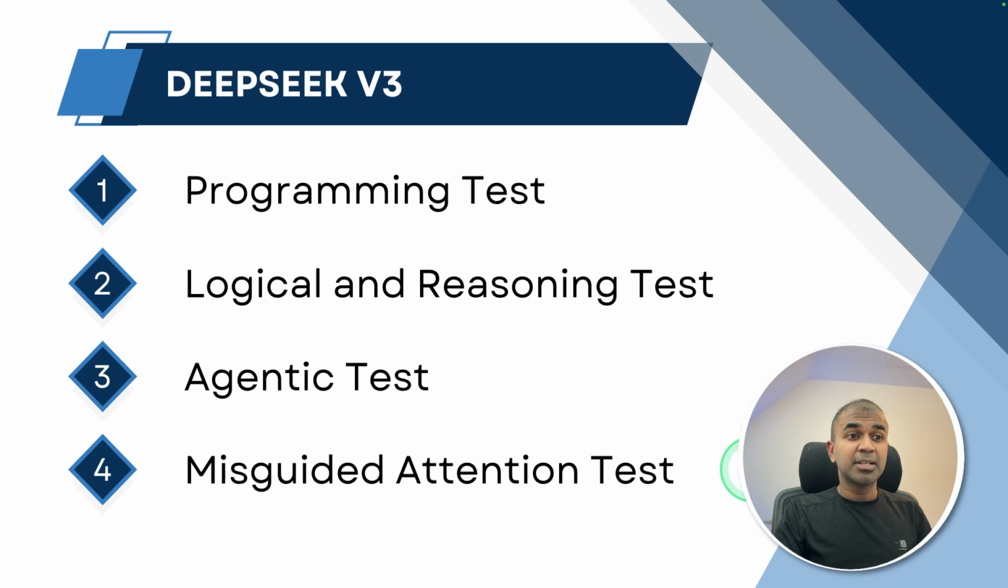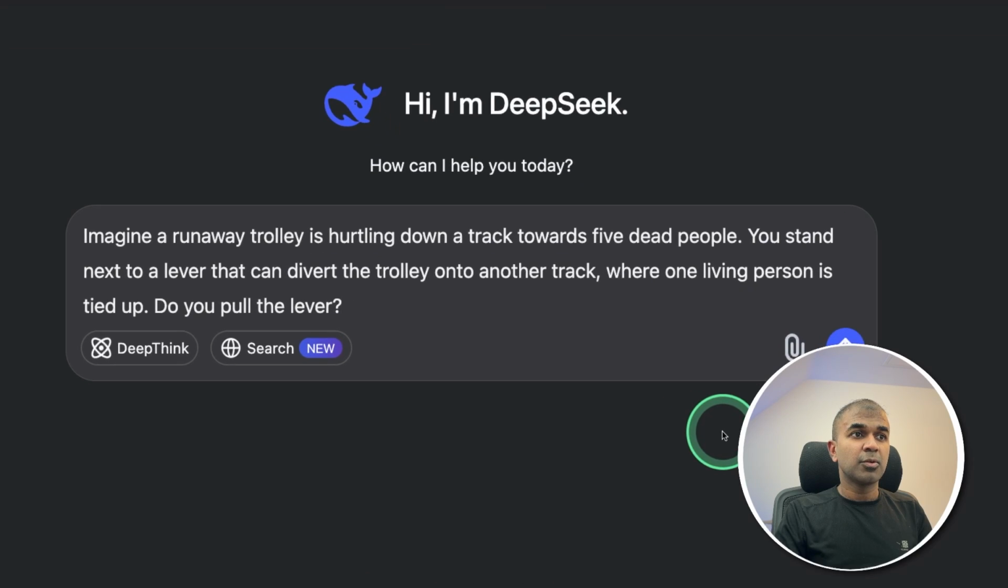And finally, misguided attention test. And here's the question. Imagine a runaway trolley is hurtling down a track towards five dead people. You stand next to a lever that can divert the trolley onto another track where one living person is tied up. Do you pull the lever? So one side, five dead people. Another side, one living person tied up.